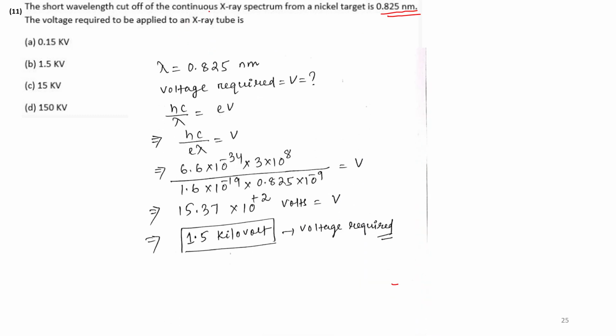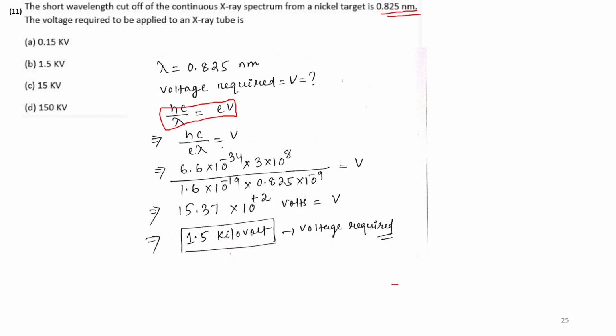So here you have to know the other formula, that is eV = hc/λ. This is another important formula for this X-ray calculation, for the X-ray spectrum. So λ will be 0.825 nanometer. The voltage is what we have to calculate. From the formula itself, you know that h is Planck's constant, c is the light wave velocity, λ is the wavelength, e is the charge of the electron, and V will be the voltage. So V = hc/eλ.